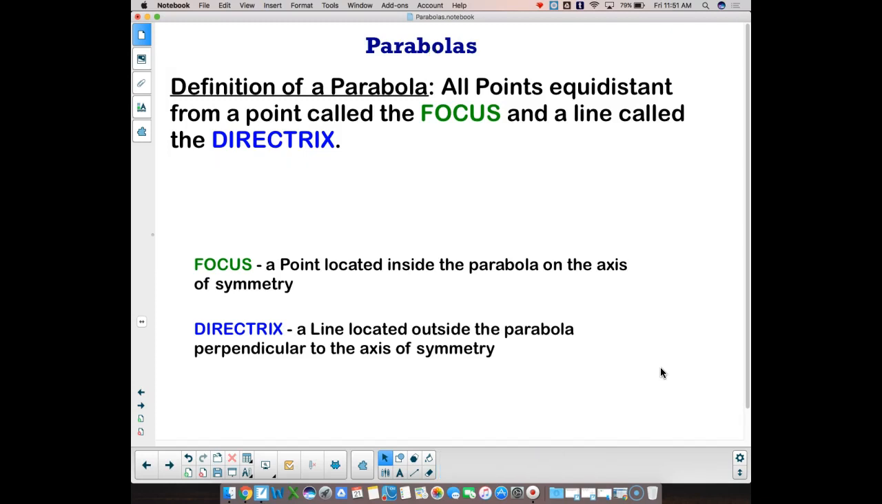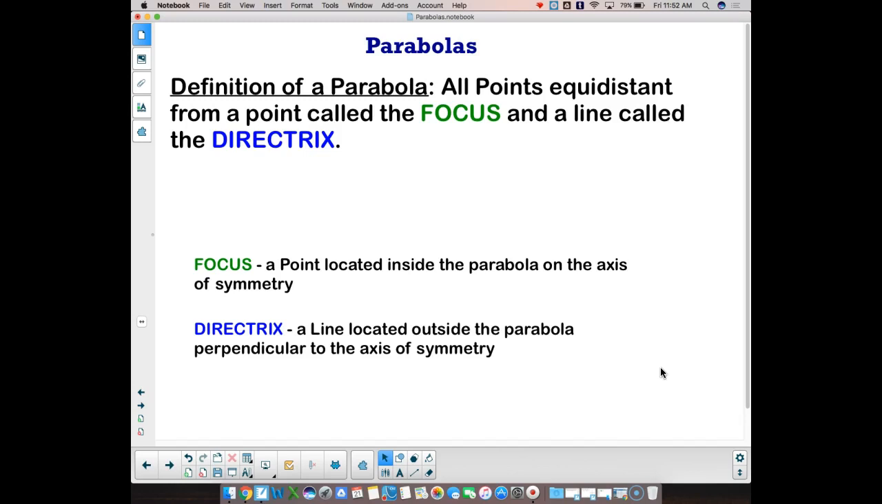There you go. What you just made was a parabola. You just folded yourself a parabola. The definition of a parabola is the set of all points equidistant from a point called the focus.